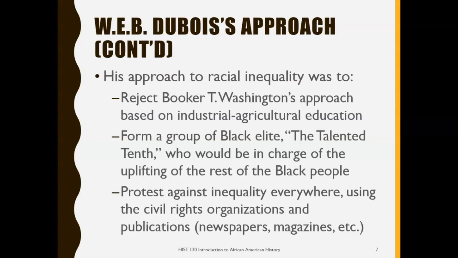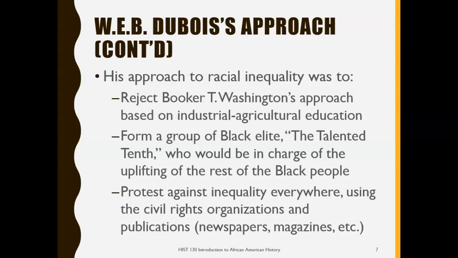So what was W.E.B. Du Bois' approach to racial segregation and racial inequality? What was his strategy? What did he think would solve this problem? First of all, we already said that he didn't agree with Booker T. Washington. So he rejected everything that Booker T. Washington was doing, which was based on industrial education and also accepting segregation for now.